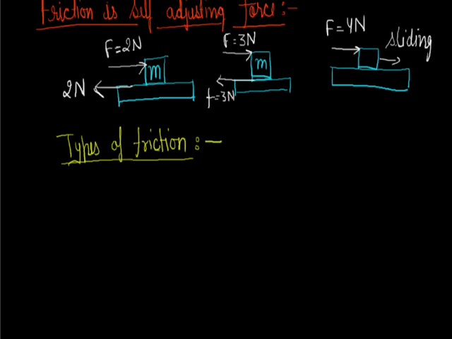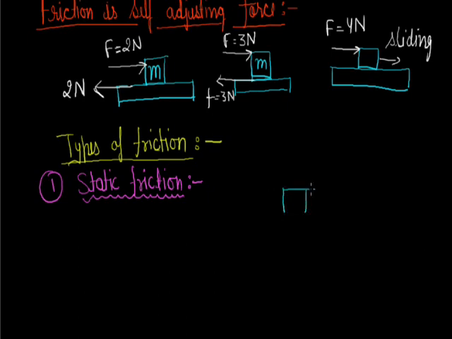First is static friction. What is static friction? When the force of friction balances the applied force so that the body on which force is applied does not move at all, then the force of friction is called static friction. Here we can explain this type of force of friction by this figure.